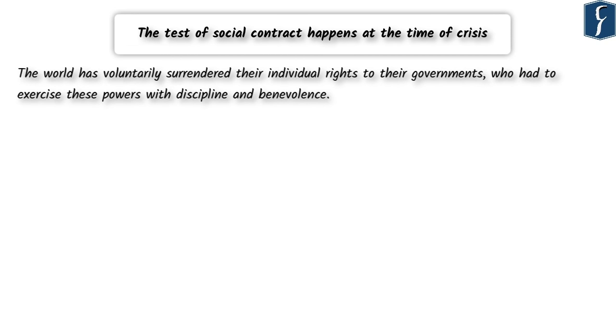During the time of the COVID-19 pandemic, the world has voluntarily surrendered their individual rights to the government, who had to exercise these powers with discipline and benevolence under the social contract. And people have been following all sorts of directives and diktats given by their government concerning lockdown, social distancing, travel norms, etc. In the time of the crisis, people looked to the state, the sovereign power, for guidance and taking them to safety. The sovereign had to protect all.